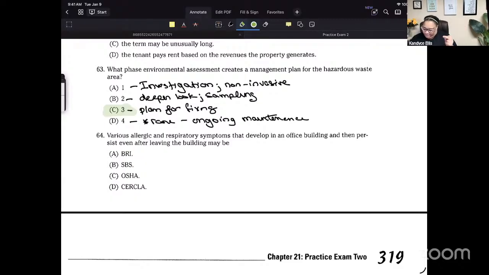All right. Cool. Number 64. Various allergic and respiratory symptoms that develop in an office building and then persist even after leaving the building may be.